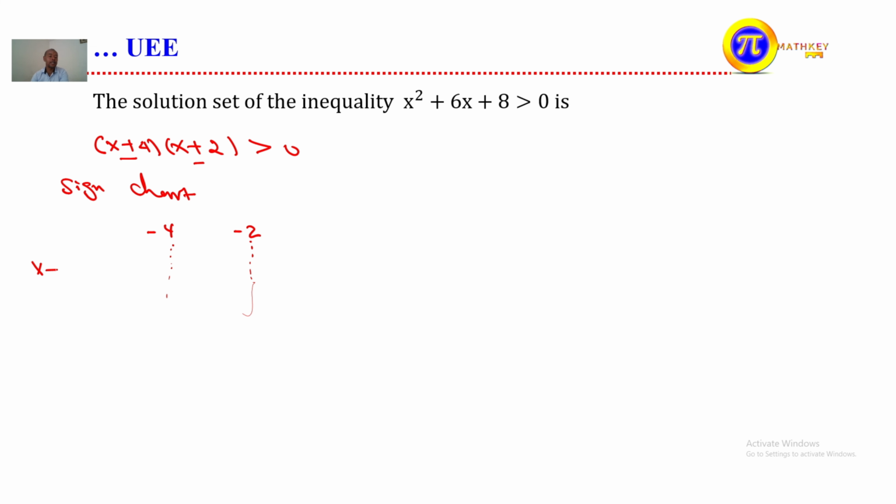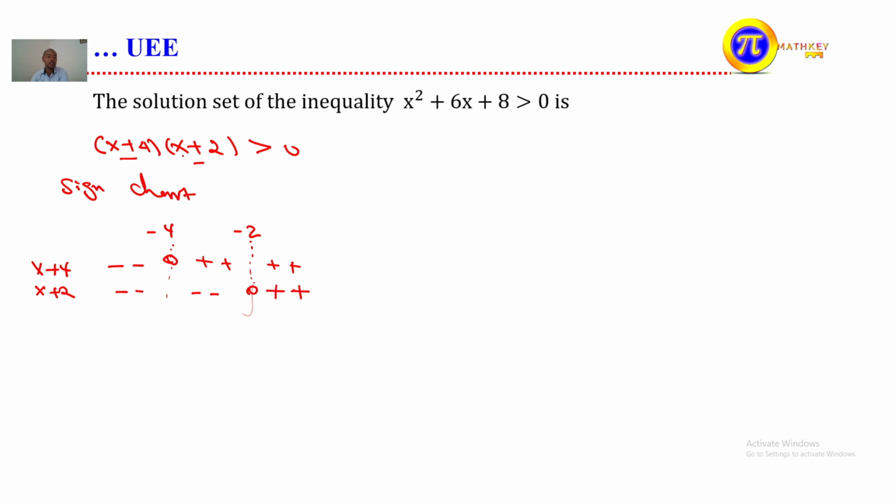So take this x plus 4. It is 0 at negative 4. At the left it is negative. At the right it is positive. When you consider x plus 2, it is 0 at negative 2. At the left it is negative. You have to take any arbitrary value at the left of negative 2. Take negative 4. Negative 4 plus 2 is negative 2. So this implies it is negative at the left. At the right it is positive. Take 0. 0 plus 2 is 2. It is positive.